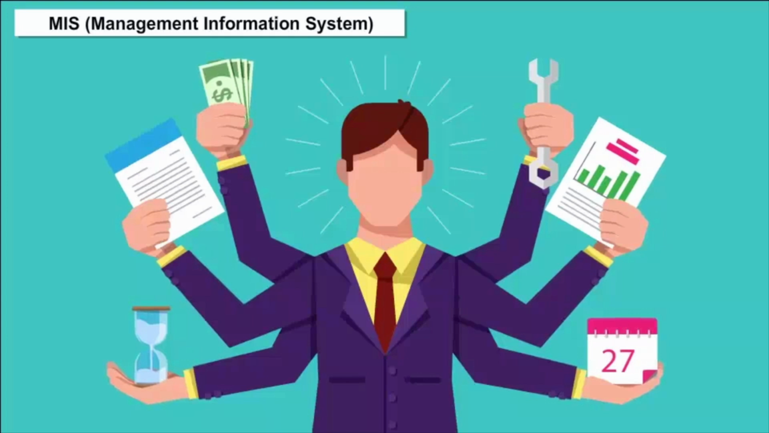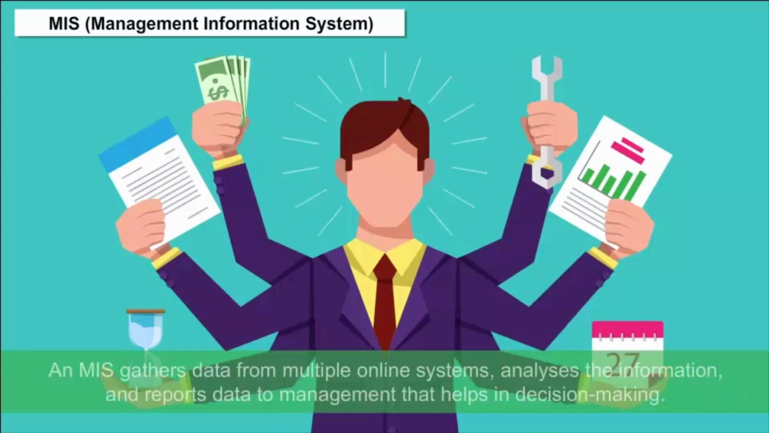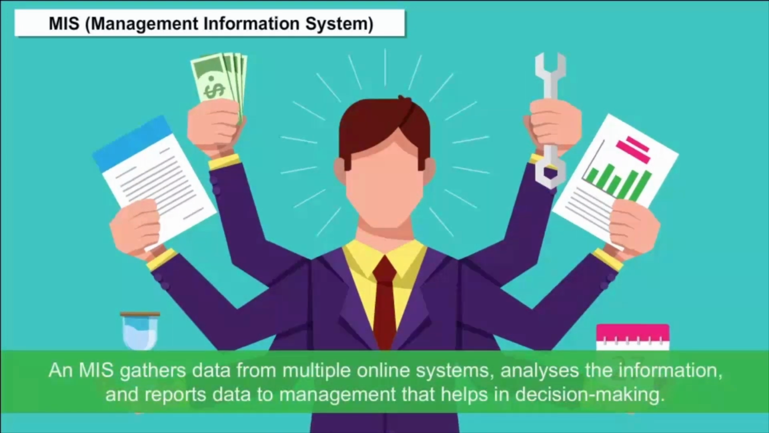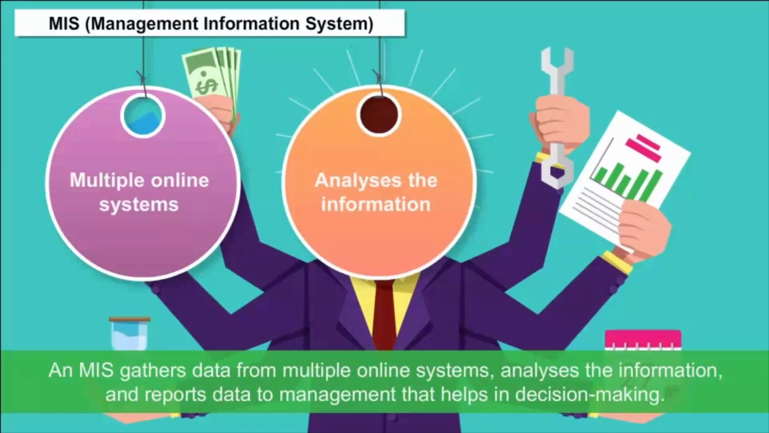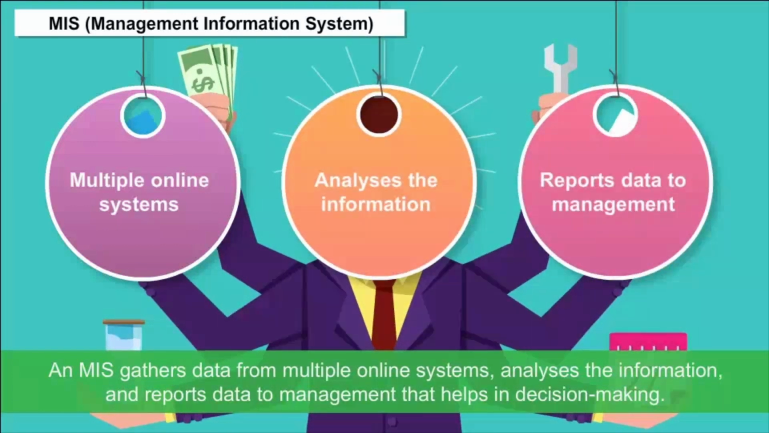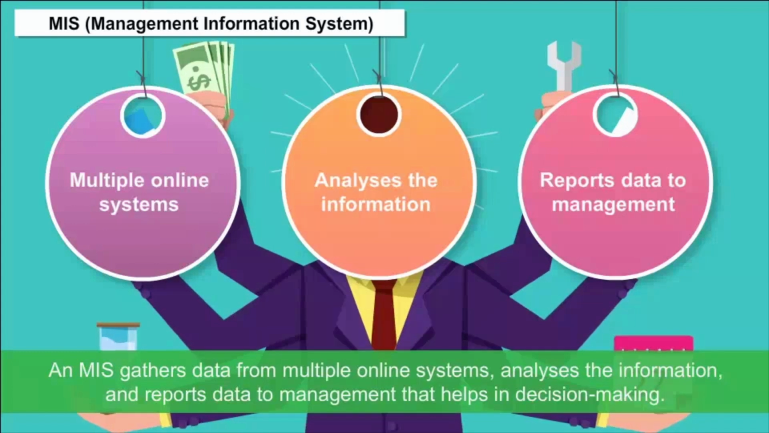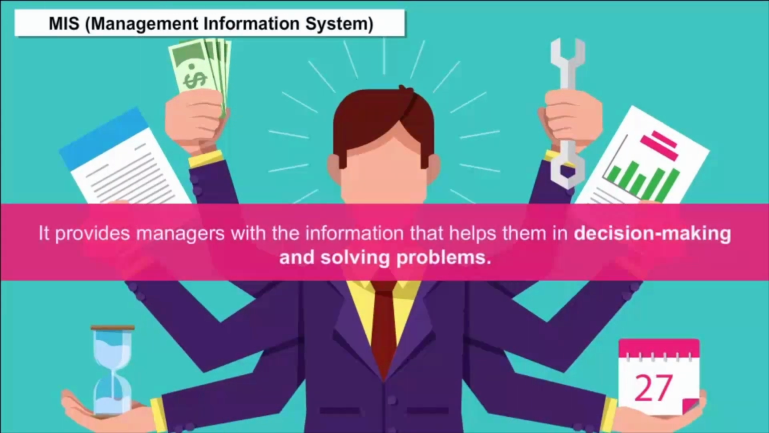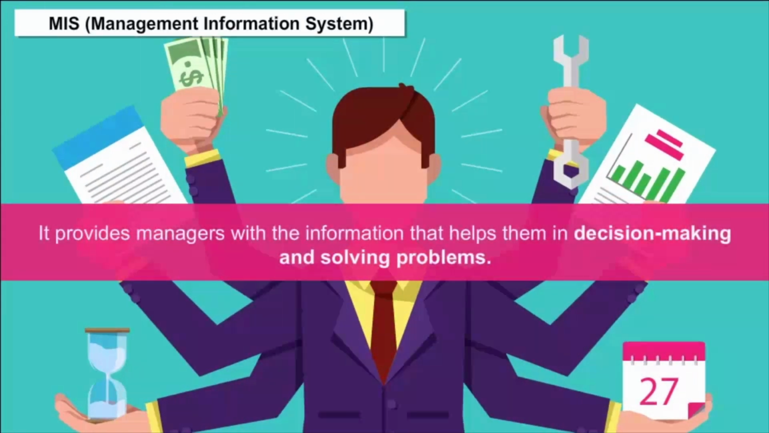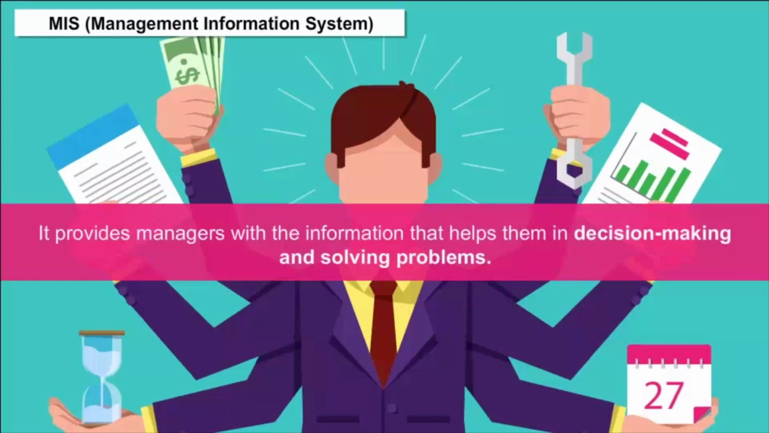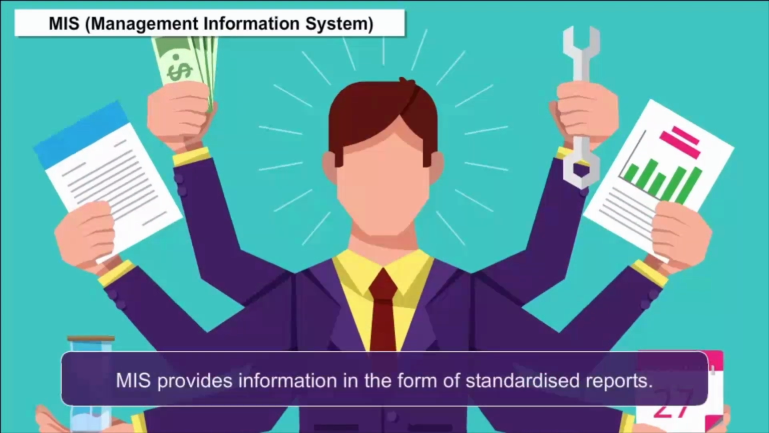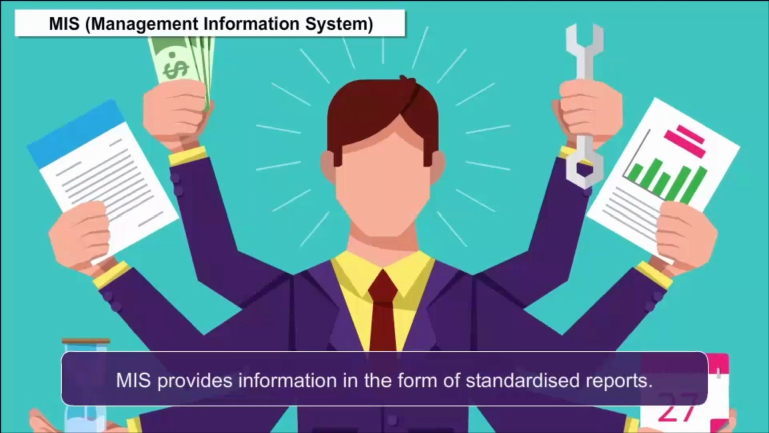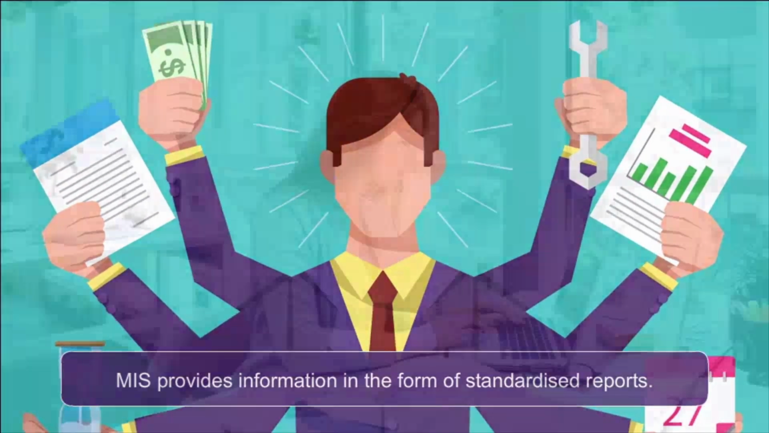MIS, Management Information System. An MIS gathers data from multiple online systems, analyzes the information, and reports data to management that helps in decision-making. It provides managers with the information that helps them in decision-making and solving problems. MIS provides information in the form of standardized reports.